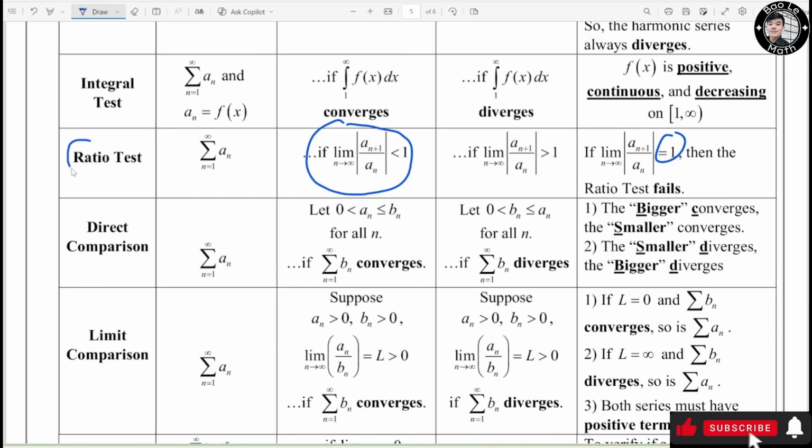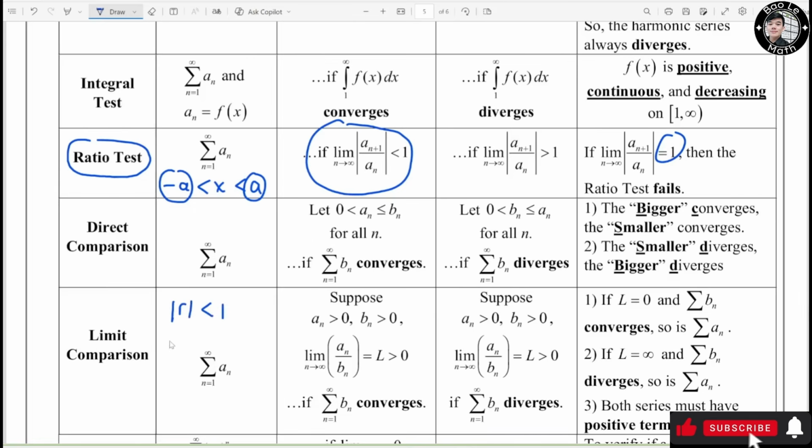So keep in mind, when you use the ratio test for the interval of convergence, you only get the open interval, which is negative a less than s less than a. So you would have to check the endpoints to see if the series converges at the endpoints. Now, if you use the geometric series to check for the interval of convergence, you don't need to check the endpoints, because by the geometric series, the series converges when the absolute value of the common ratio is less than 1, which is the same thing as negative 1 less than r less than 1.